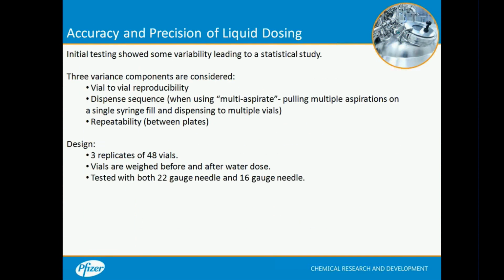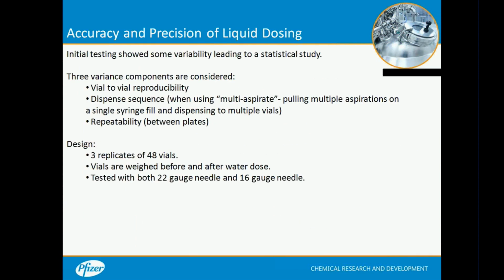Is there any variation within a sequence? One of the features of the system is you have multi-aspirate mode, where essentially the syringe will fill up with multiple dispenses worth of reagent and then put it into multiple vials. So it's a single syringe pull for multiple dispenses. And so we wanted to look at that sequence. And then the other thing is repeatability. So is one plate the same as the next plate?